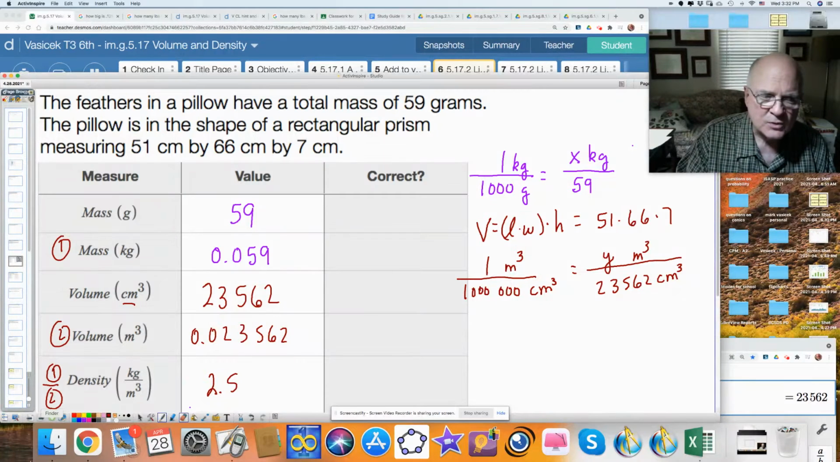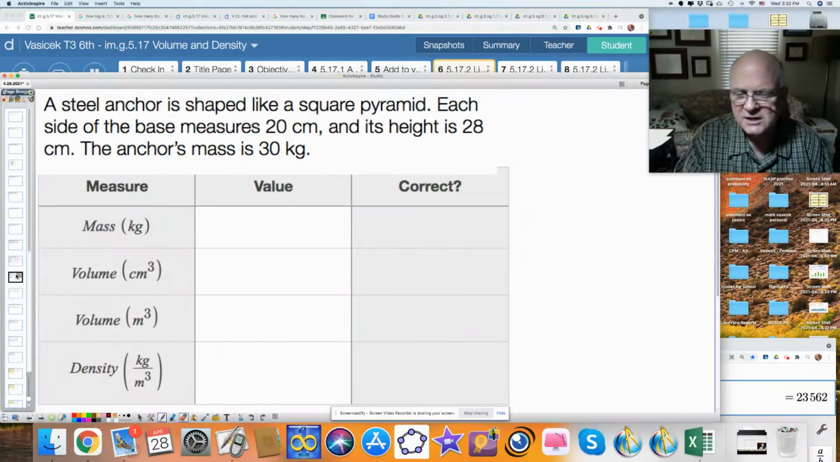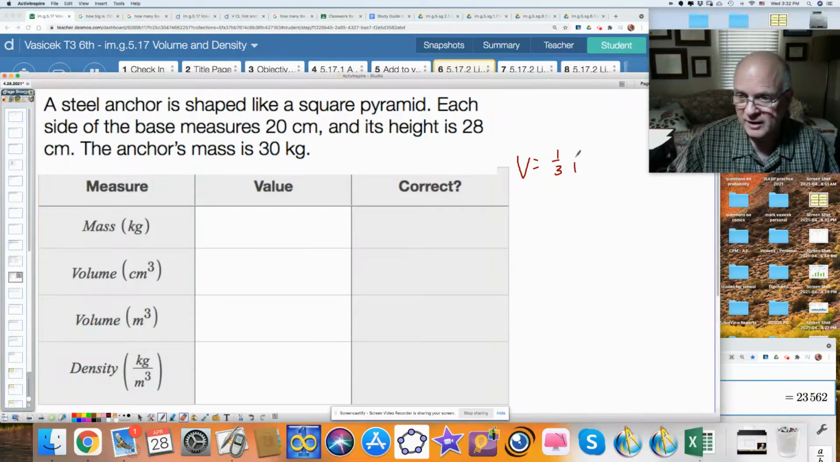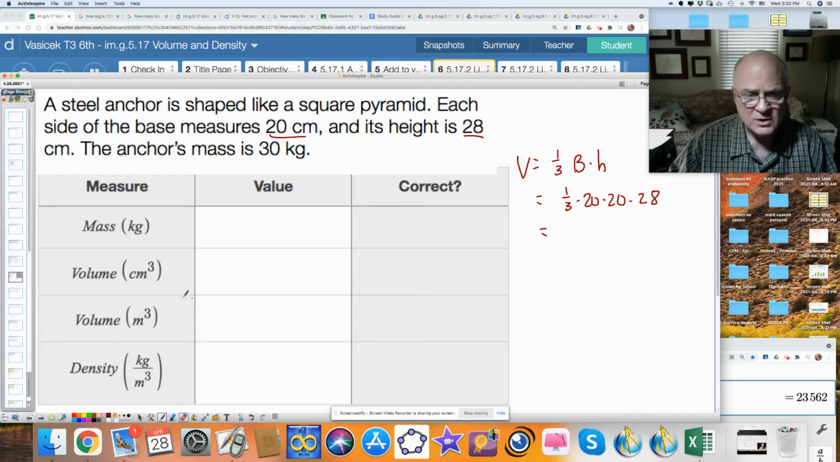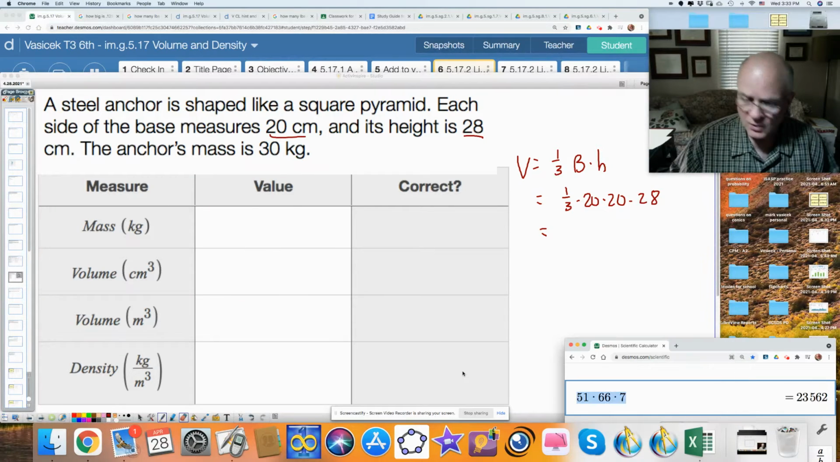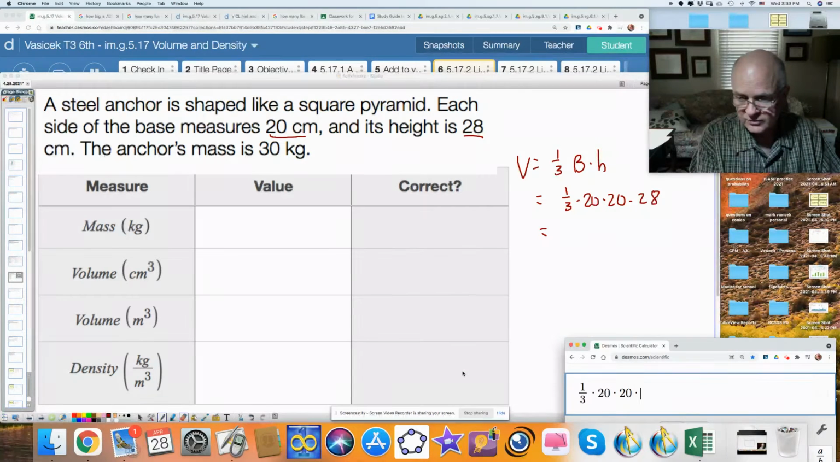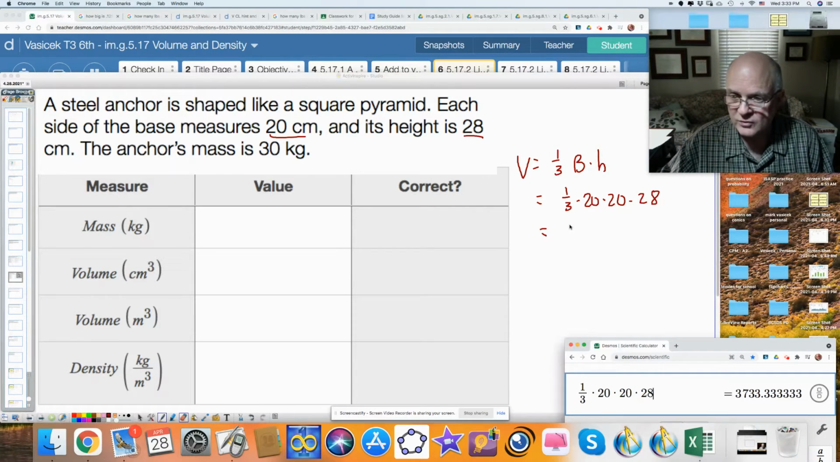Let's do the same thing though with the volume and the density of this pyramid, which is made out of steel. So a pyramid, the volume of a pyramid is equal to 1/3 the area of the base times its height. It's a square base. We're told it's 20 centimeters and its height is 28. So it's 1/3 times 20 times 20 times 28. This is going to be my volume in cubic centimeters. So we do 1/3 times 20 times 20 times 28. I get 3733.3.